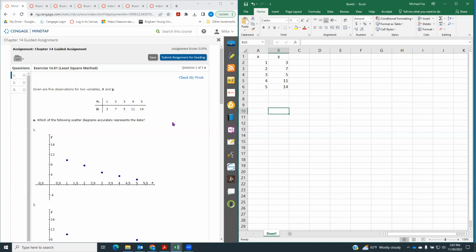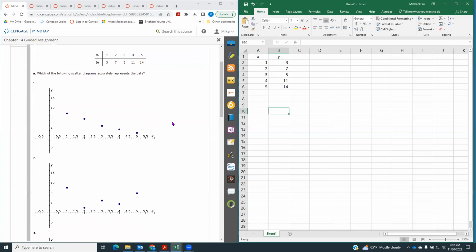All right. Anyway, so the first question wants us to answer which of these following scatter diagrams accurately represents the data. So even if we didn't draw it out, we could just see that when X goes up, in this case, Y goes up, and then X goes up more, Y goes up more. Here we see when X goes up another one, there's a little drop to Y, and then X goes up, Y goes up, X goes up, Y goes up. So we would expect some type of a positive linear relationship.